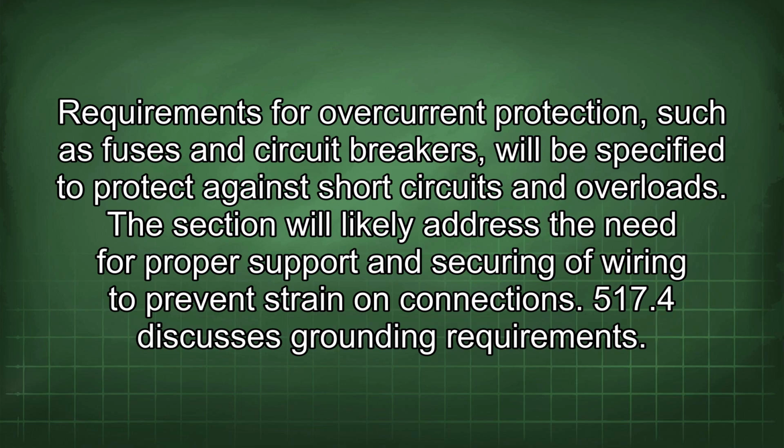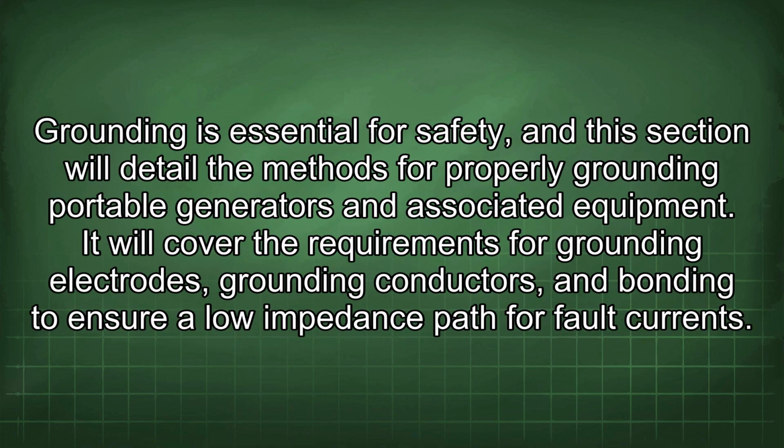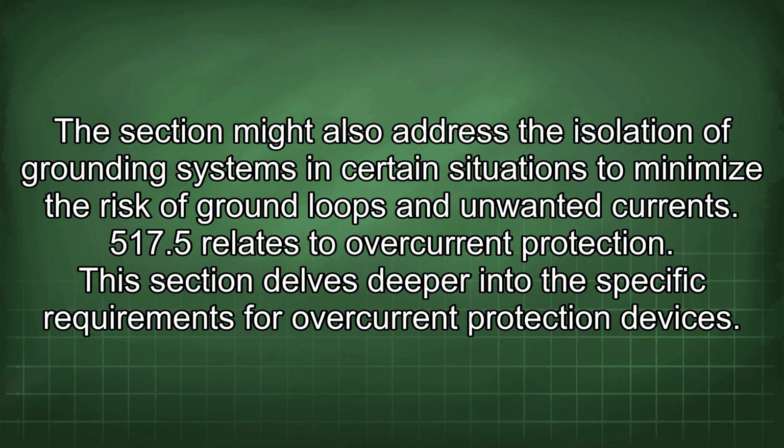517.4 discusses grounding requirements. Grounding is essential for safety, and this section will detail the methods for properly grounding portable generators and associated equipment. It will cover the requirements for grounding electrodes, grounding conductors, and bonding to ensure a low impedance path for fault currents. This section might also address the isolation of grounding systems in certain situations to minimize the risk of ground loops and unwanted currents.